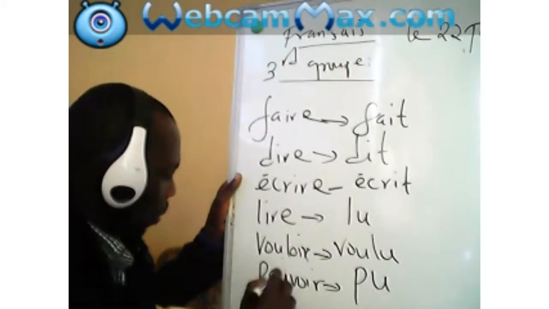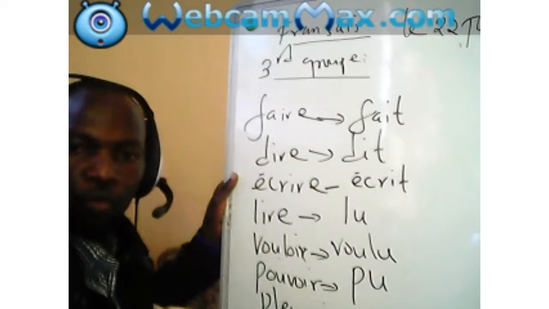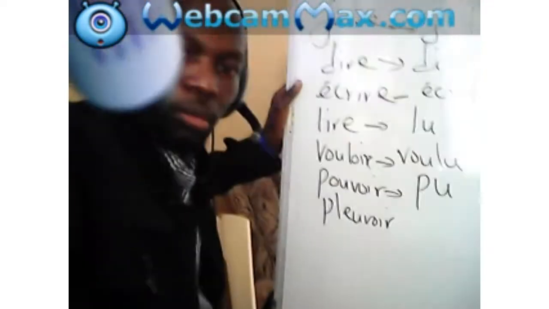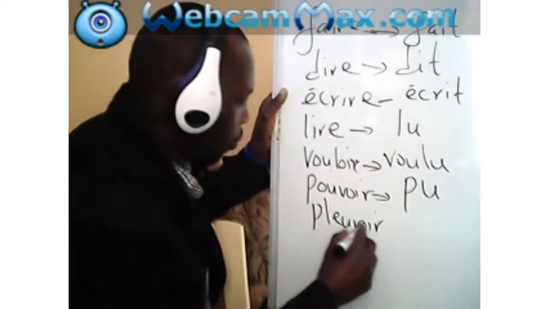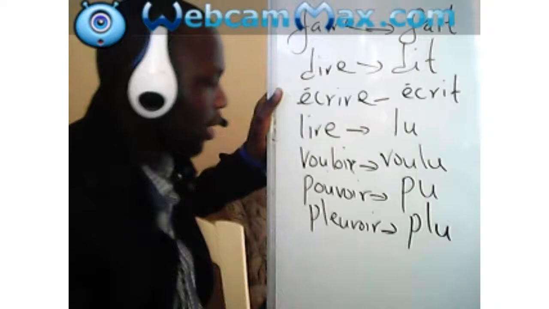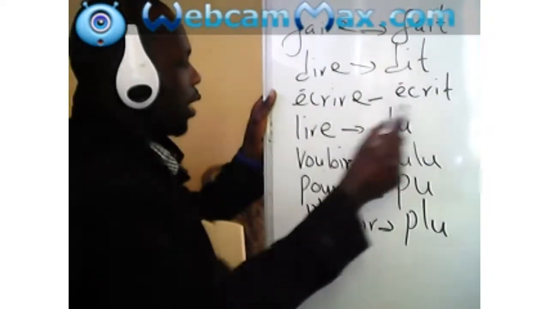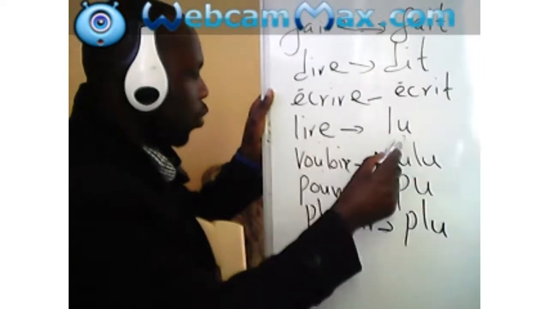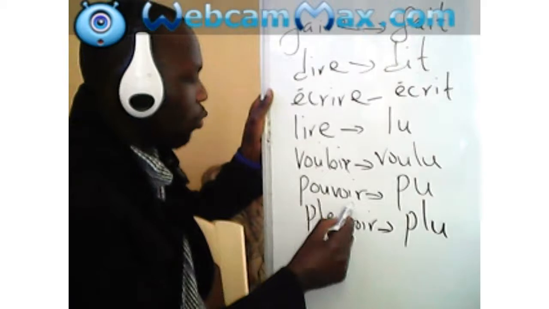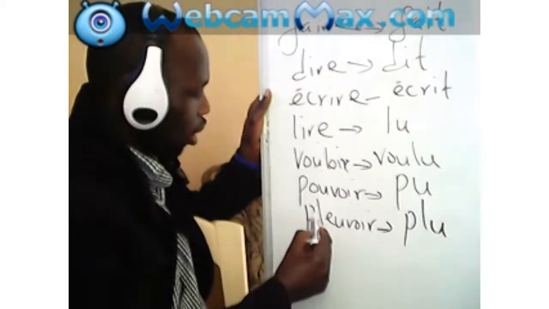The verb pleuvoir, to rain, the past participle is plu, rain. Faire, fait, dire, dit, écrire, écrit, lire, lu, vouloir, voulu, pouvoir, pu, we have pleuvoir, plu.